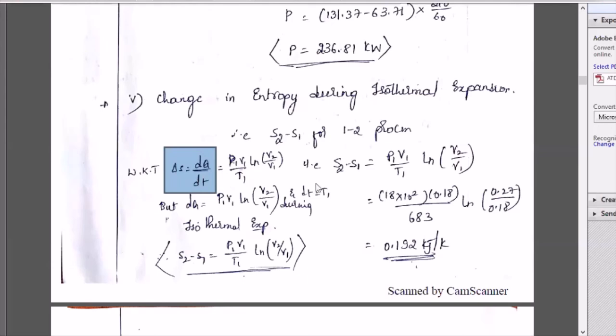But delta S is what? S2 minus S1. Are these values all known? Yes. P1 is known, V1 is known, T is known, ln of V2 by V1. What you get is 0.192 kilojoule per kg, the value of S2 minus S1. This is the way we find the change in entropy during isothermal expansion, when they mention the 1 to 2 process. If they mention change in entropy during isothermal compression, then the process points will become 3 to 4. As it is expansion, it is the 1 to 2 process. So for the 1 to 2 process, you use the formula and find it.